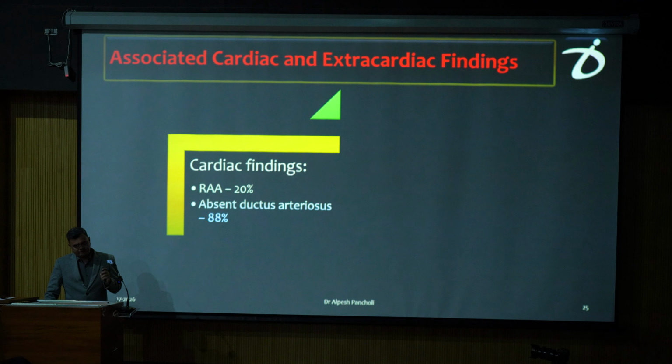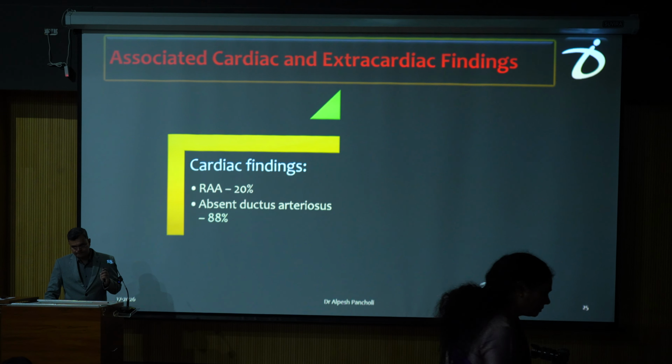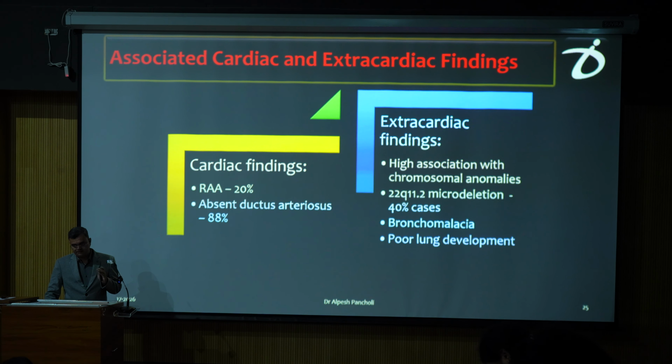So what are the associated cardiac findings? Right aortic arch is about 20% of the cases. Absent ductus arteriosus in 88 to 90% of the cases. Extracardiac findings are there is high association of chromosomal abnormalities, DiGeorge syndrome in about 40% of the cases.